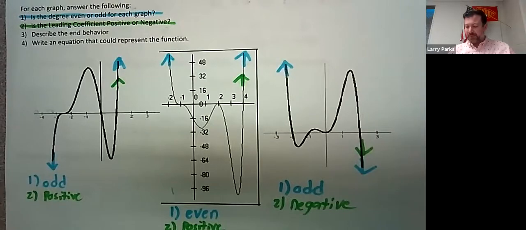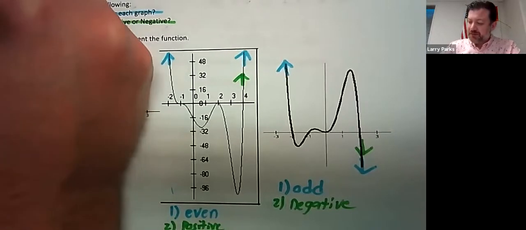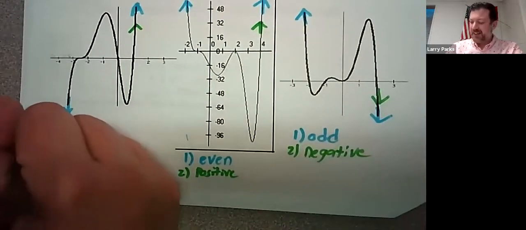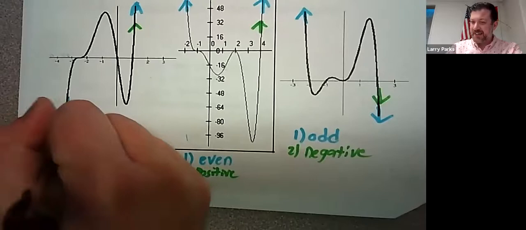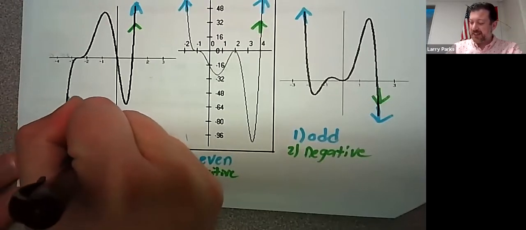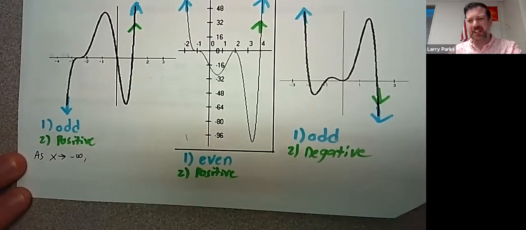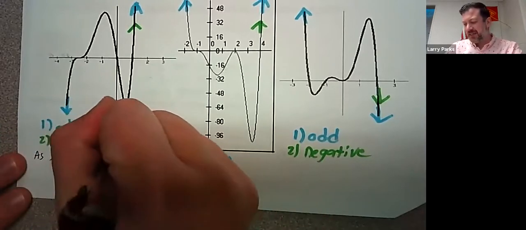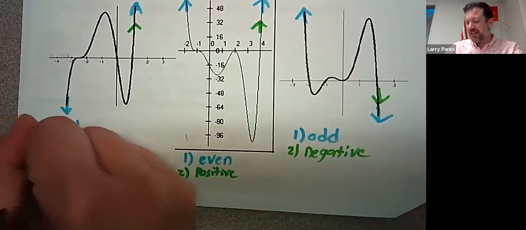Question number 3, describe the end behavior. So you would say, as x goes to the left, what happens? Now these don't have names, so I'll just call it y, or you could call it f of x, I guess. What does the function do to the left and the right?